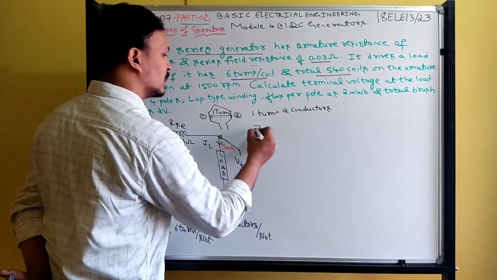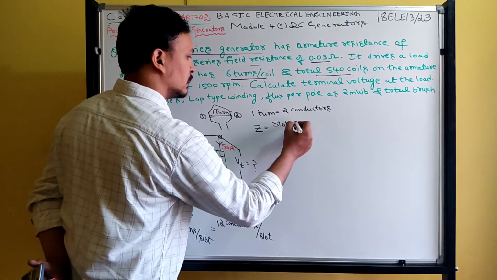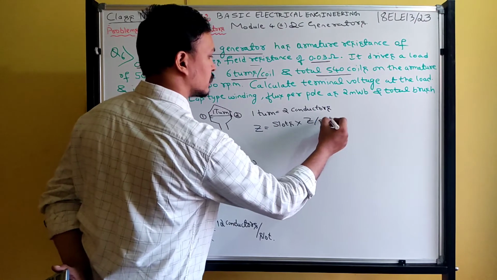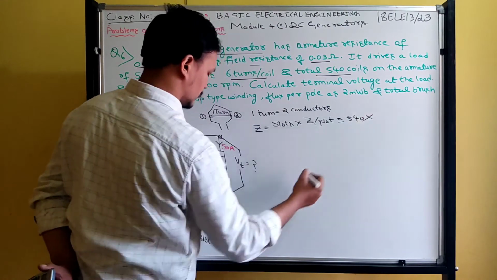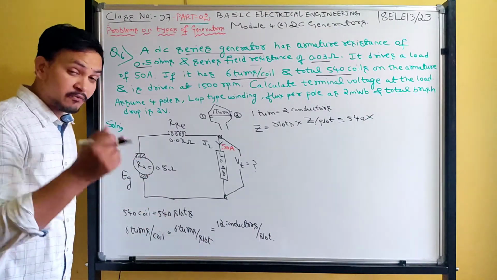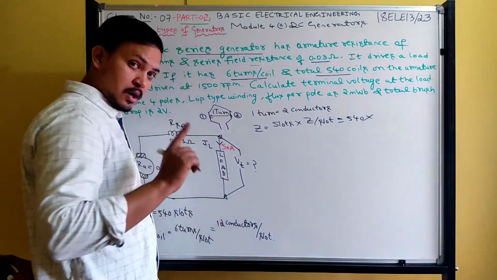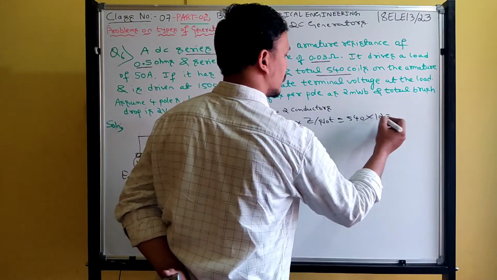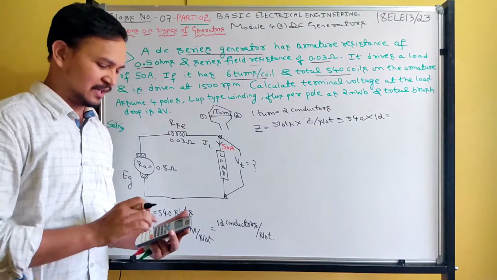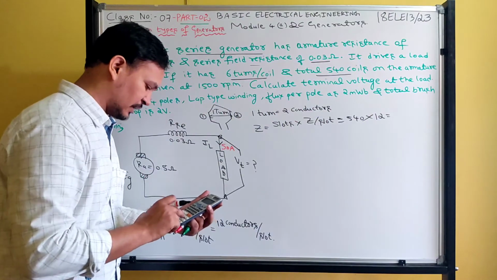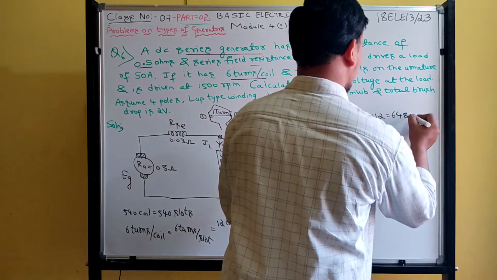Now find the total number of conductors. What is the total number of conductors? Number of slots into conductors per slot. How many slots are there? 540 slots. In one slot, how many conductors? 12 conductors. Multiply this, you will get that many conductors in the armature winding. 540 into 12, so we got 6480 conductors.